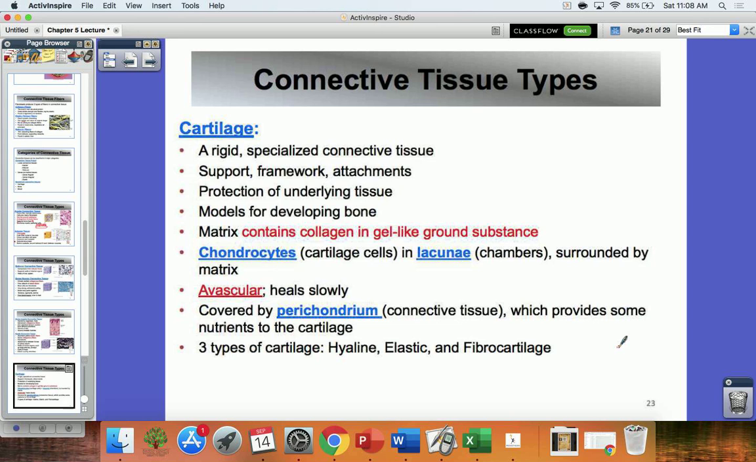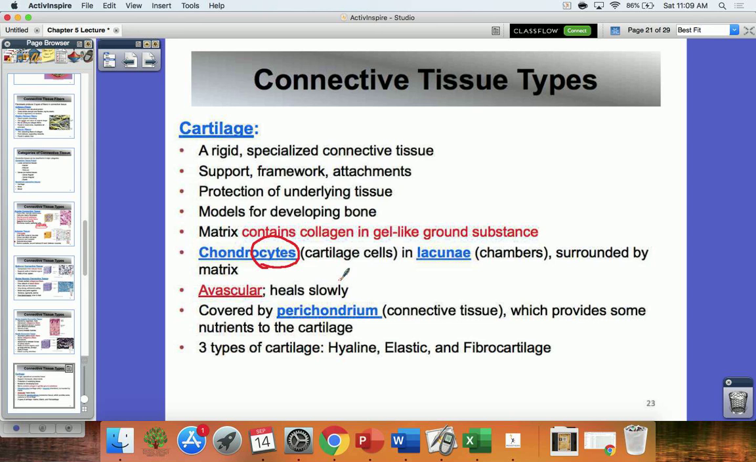And so some other terms that you need to know: chondrocytes. Now, I've mentioned before, anytime you see CYTES, that's in reference to cell. A chondrocyte is a cartilage cell. And these chondrocytes, when we're looking at cartilage, are going to be found in chambers or in holes or in chambers.